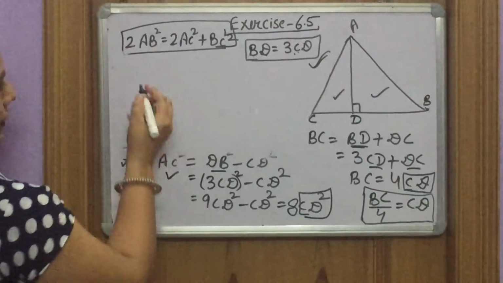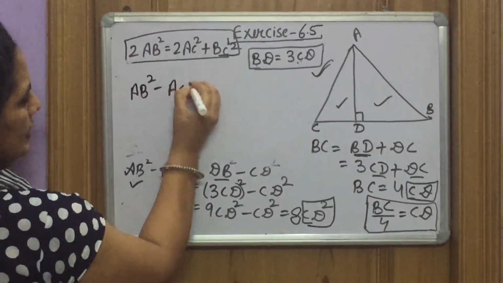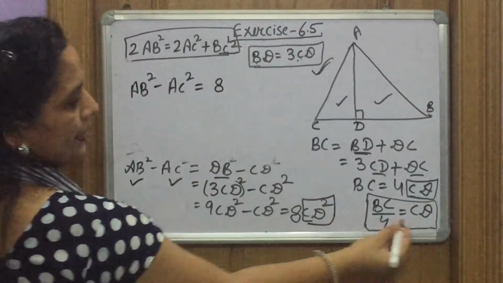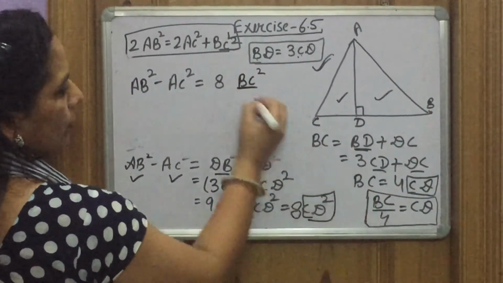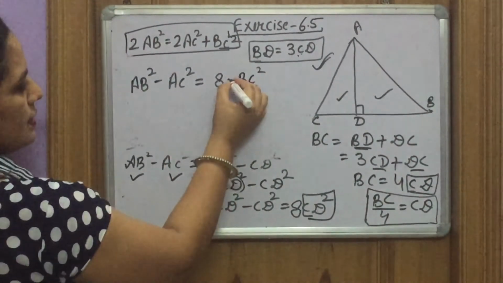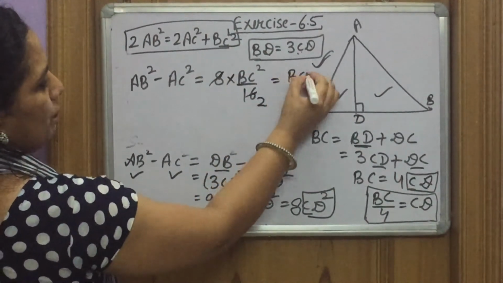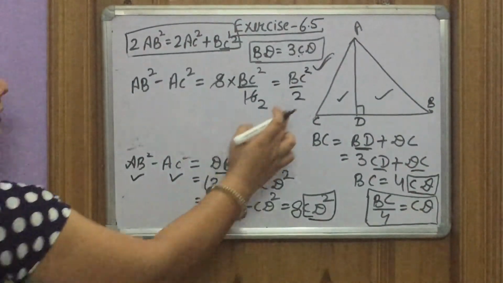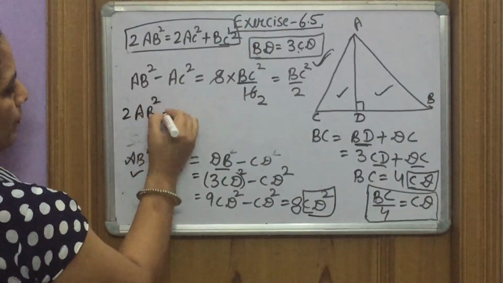So, we will get AB square minus AC square is equal to 8 CD square. That means BC square by 4. 4 square will be 16. So, we can cancel. It is equal to BC square by 2. Now, we will do the cross multiply. So, 2 will be multiplied by these terms.